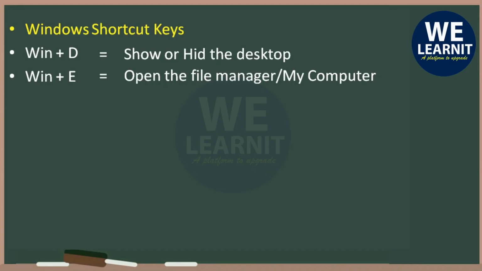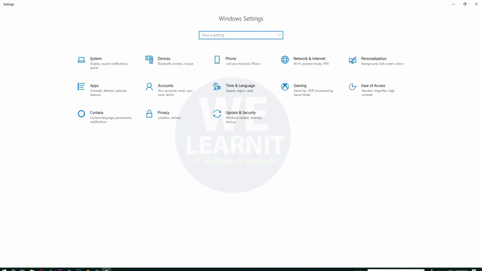So the next key is Windows I. These keys are used to open the settings in Windows 10 or any operating system. So let me do it. I hold Windows and I press I. So you can see the settings of my Windows 10 operating system has been opened. By pressing Alt F4, I will close it.